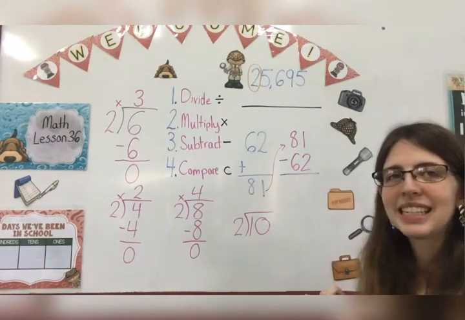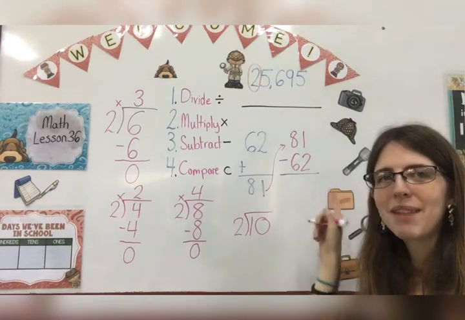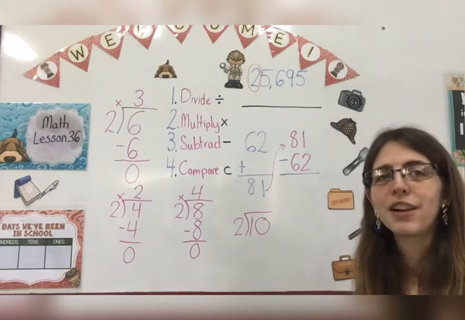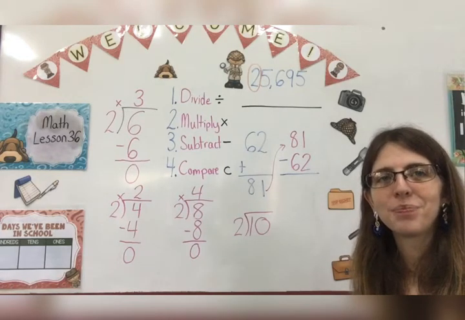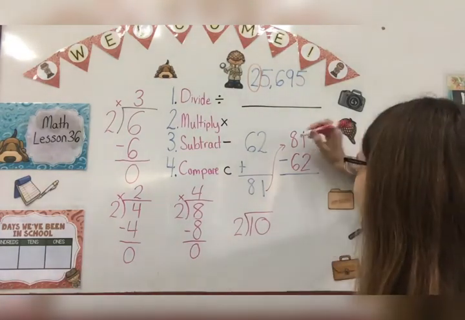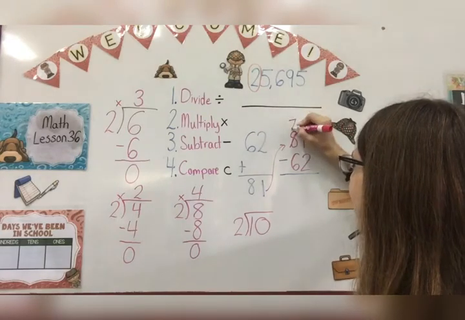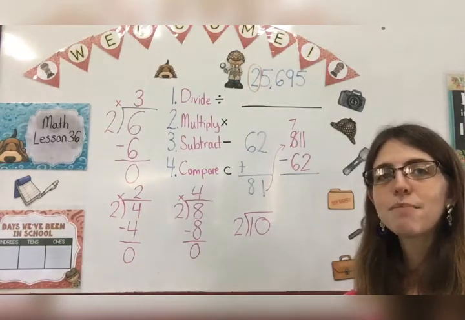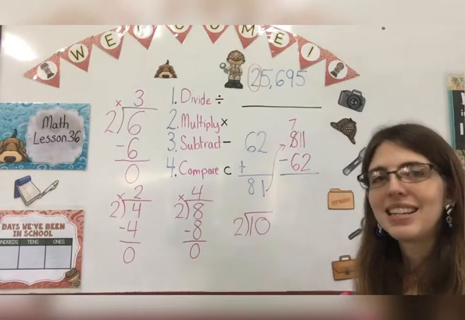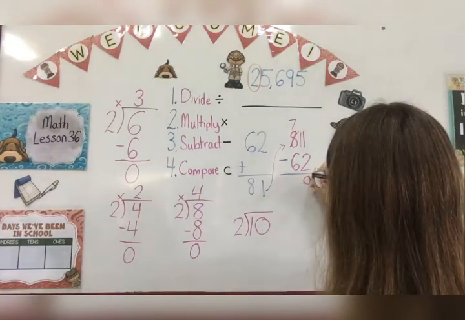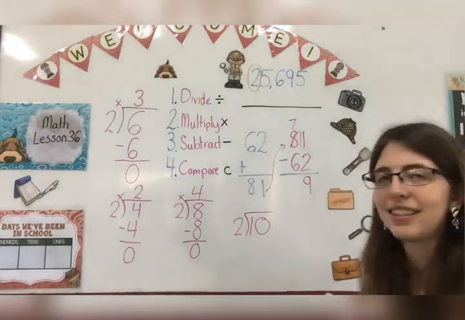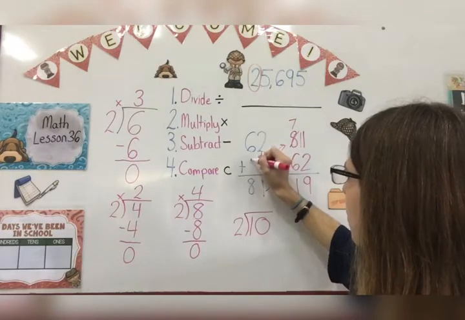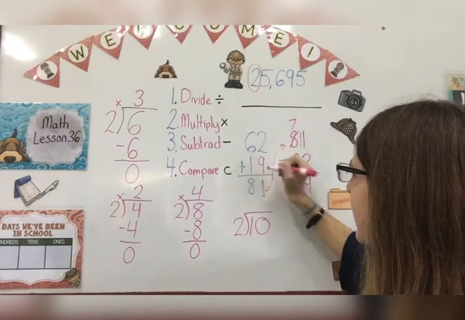Now I subtract. 1 minus 2, can I do it? No, because 2 is bigger than 1, so what do I need to do? Borrow from the 8. Borrow 1 from the 8, it leaves me with 7. So I have 11 minus 2. 11 minus 2 is 9. 7 minus 6 is 1. So it should be 19.